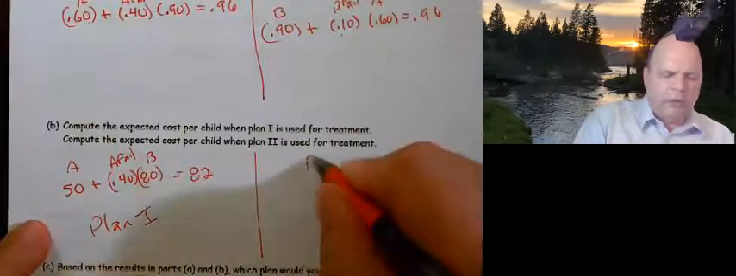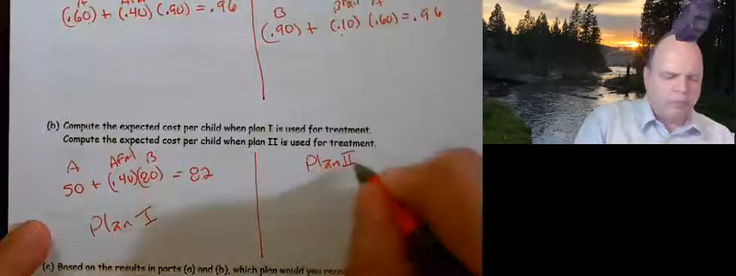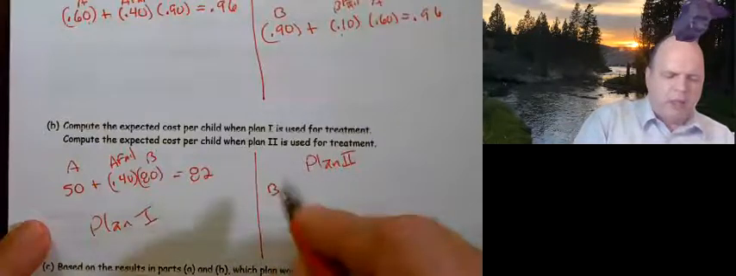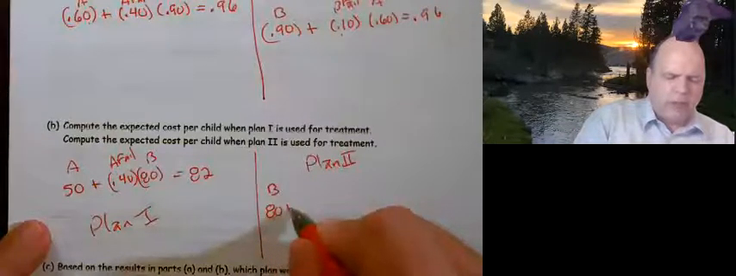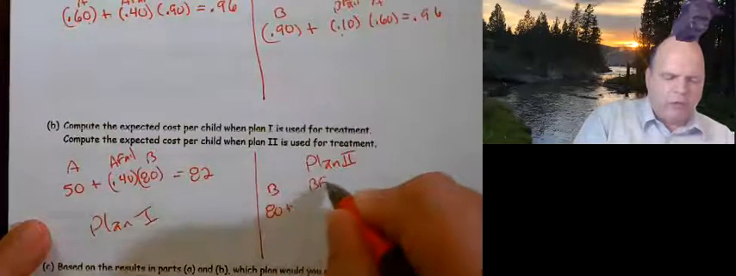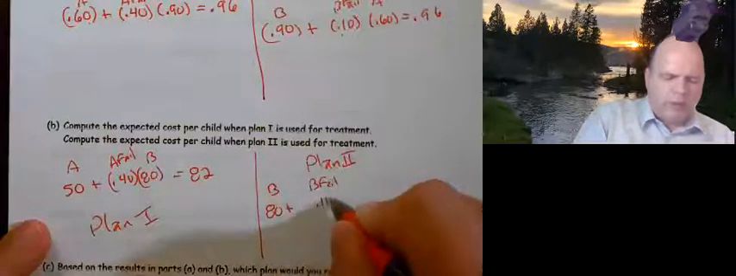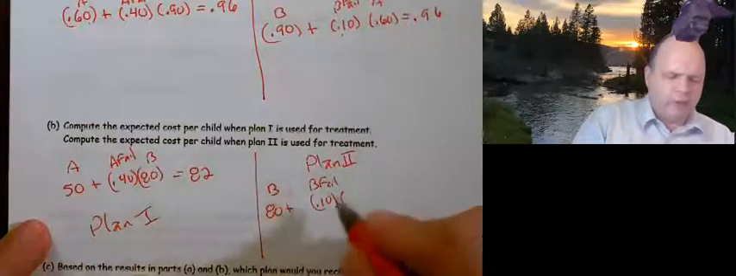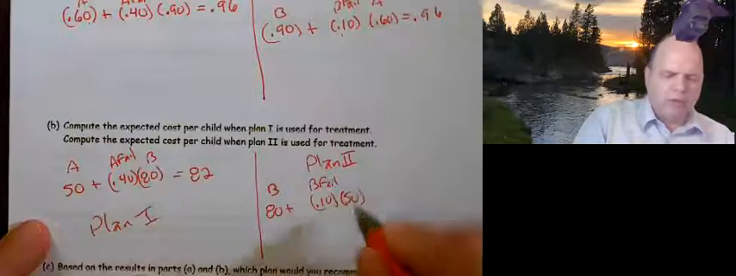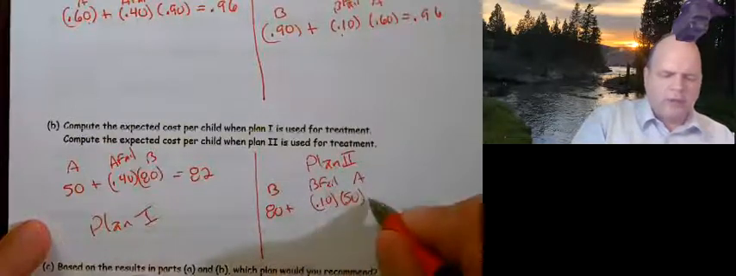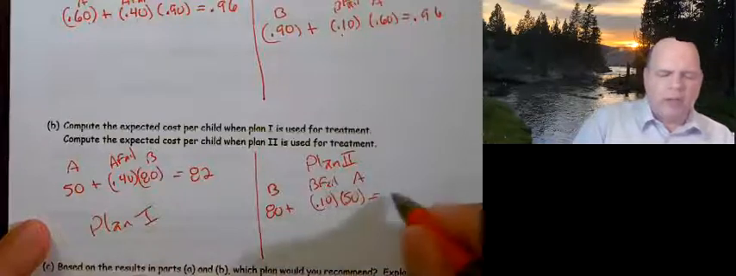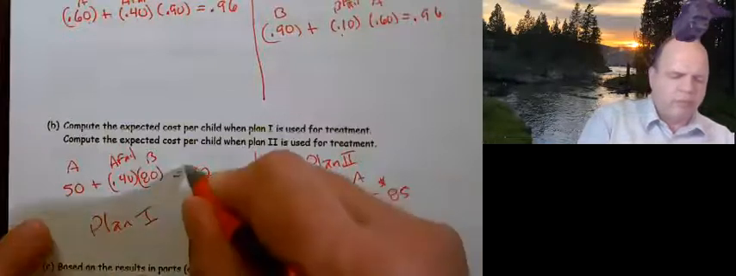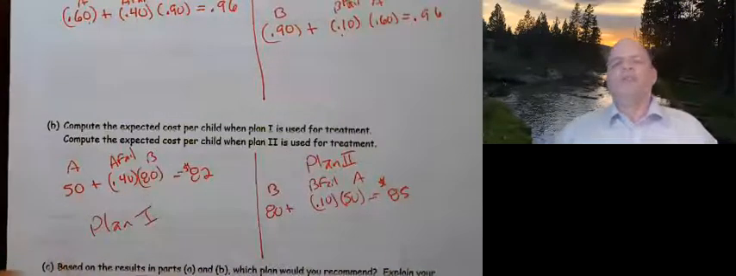When I go to plan two, we're going to start off with drug B, and drug B costs $80. But if we have a B fail, which happens 10% of the time, then we're going to have to go spend the $50 on drug A. And this means this costs me $85, which is $3 more.